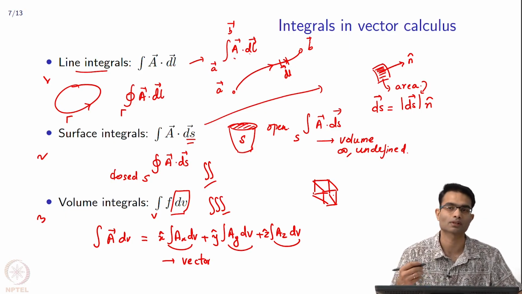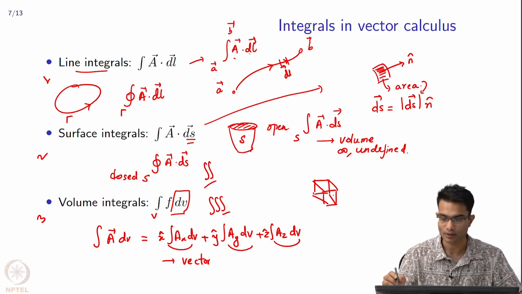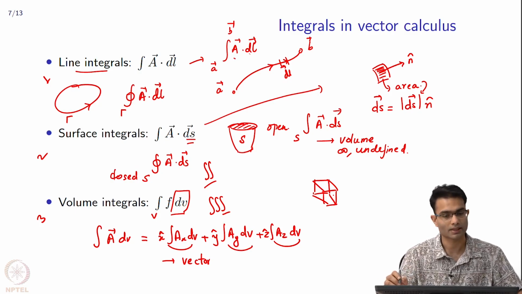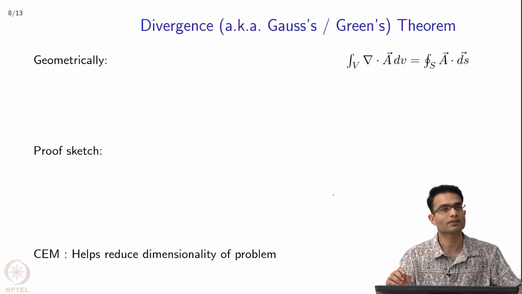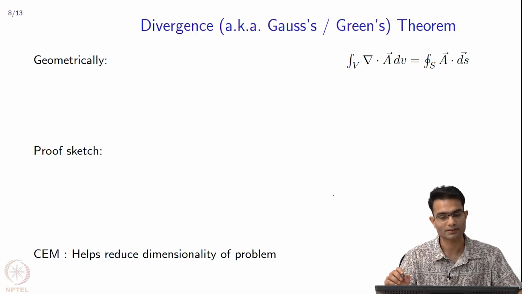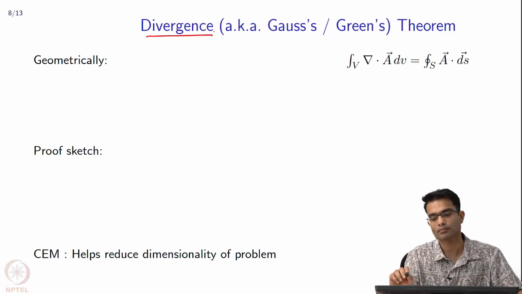We use the convention depending on what makes it easy to solve that problem. So, these are the integrals that we will come across. Okay. Let us move to our first main theorem in vector calculus, which is most commonly known as the divergence theorem. Different books will refer to them by different names.